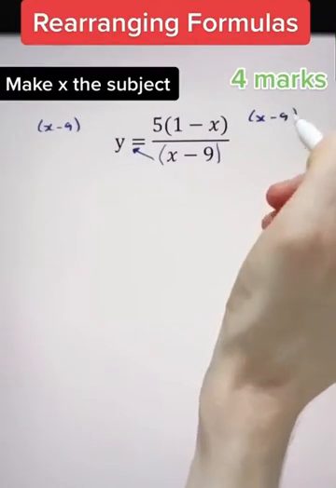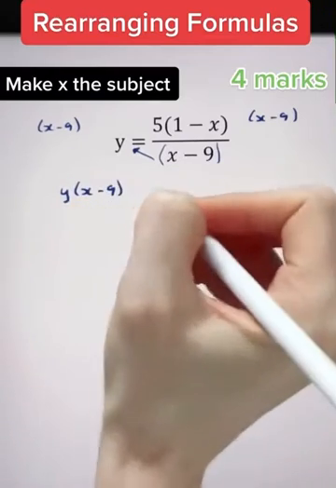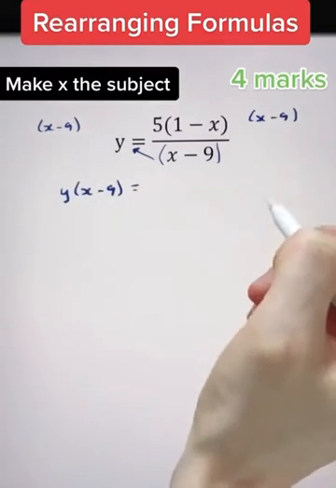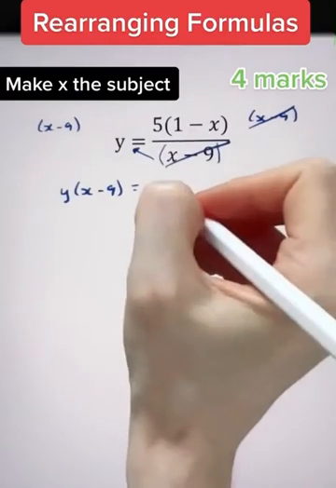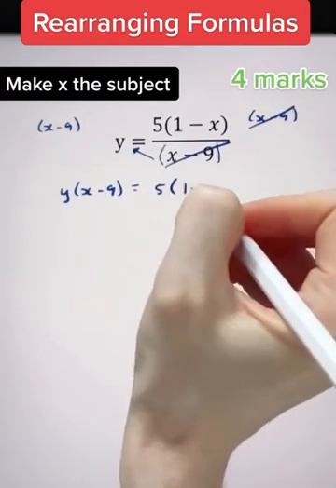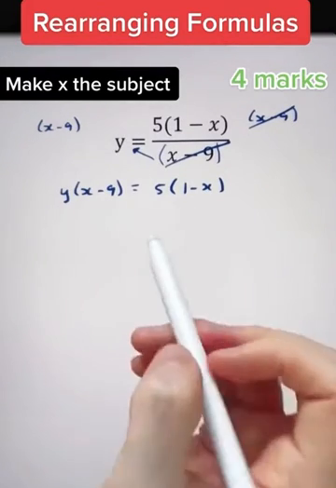Therefore, on the left-hand side, I'm going to have y multiplied by, in single brackets, x minus 9. And on the right-hand side, I know that multiplying and dividing by x minus 9 are the inverse. Therefore, I'm just going to be left with the numerator, which is 5, and in brackets 1 minus x. I now have a single bracket on each side of my equation.